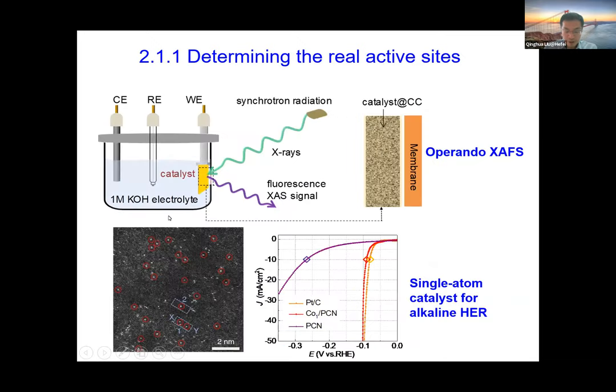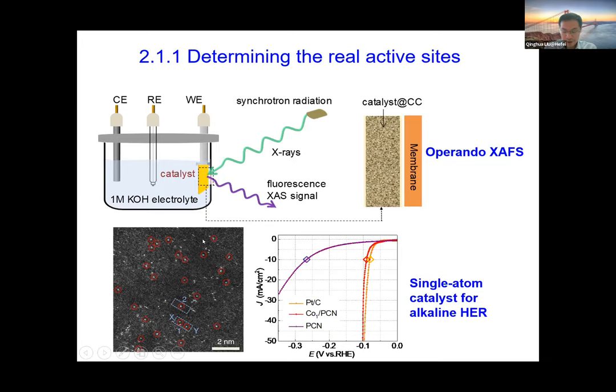And a cobalt single atom catalyst was used to electrocatalyze the hydrogen evolution reaction in alkaline electrolyte. The high angle annular dark field STEM image confirms the atomically dispersed cobalt atoms in the carbon substrate.